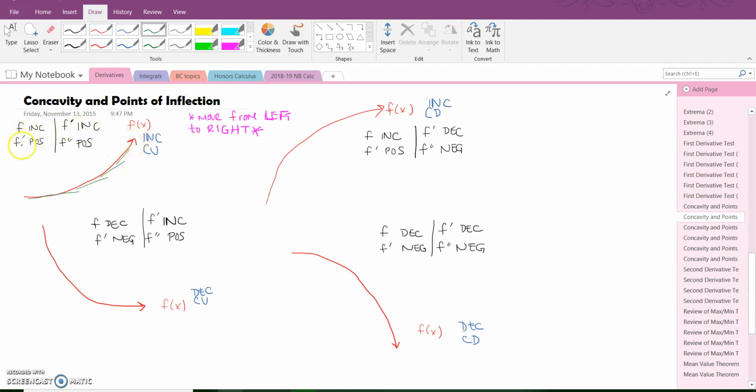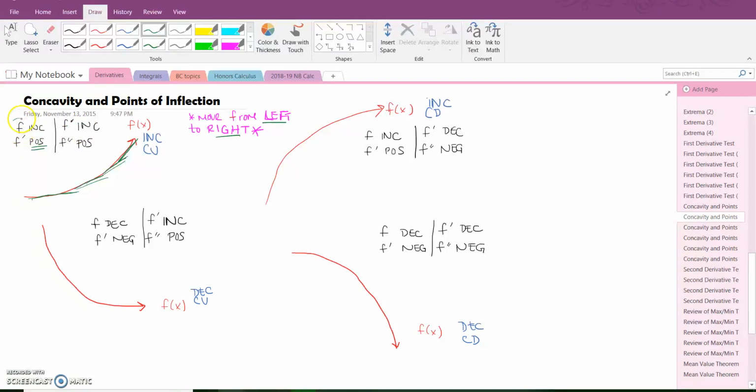The function is increasing, meaning the derivative is positive slopes. Now, if we also look, remember, we're moving from left to right, just like we read a book. Moving from left to right, the slopes are getting larger, meaning the derivative, which is a slope, is increasing. The slopes are increasing. They're getting steeper. The lines are getting steeper. So the derivative is increasing.